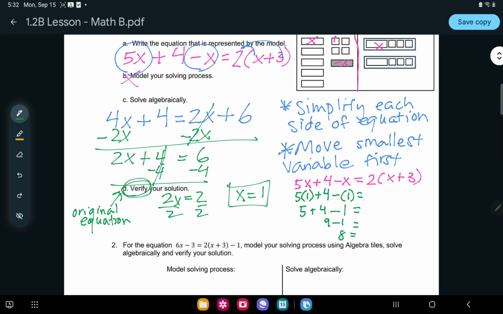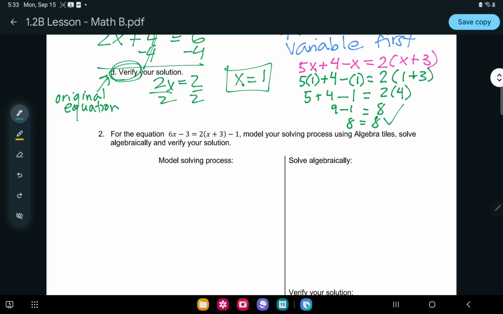So I want to make sure that the right side also equals 8 when I plug in x is 1. So 2 and then 1 plus 3. So instead of distributing here, I can actually now combine the 1 and 3 because those are just two numbers now. So 2 times 4, and I get my 8 as well, so my verification works out.